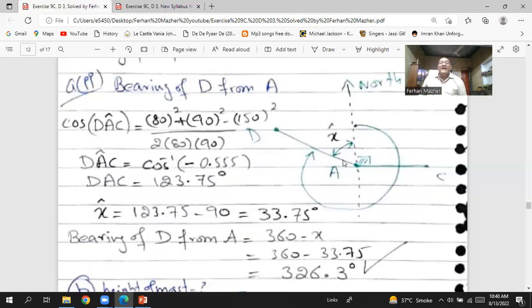So once I know the angle X, from 360 subtract the angle X, and you will have the bearing of the D from A, because the bearing of the D from A is from this north go clockwise to the AD line. So that will be 360 minus X. So 360 minus 33.75 degrees, you will get 326.3 degrees. So this is how you will find the bearing of the D from A.